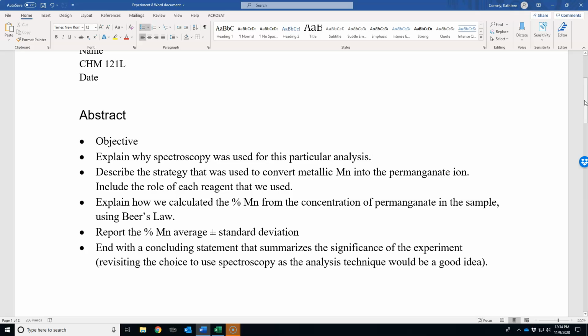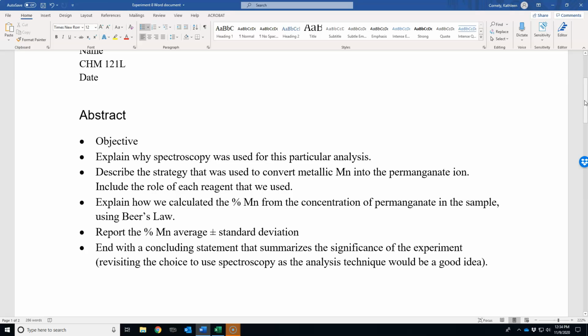You should start out with the objective, and the next thing you should do is explain why we used spectroscopy for this particular analysis. We were trying to figure out how much manganese was in steel wool. There's not a lot of manganese in steel wool, as you found out when you did your analysis. So why do we use spectroscopy? Why was that a really good way for us to determine how much manganese was in the steel wool?